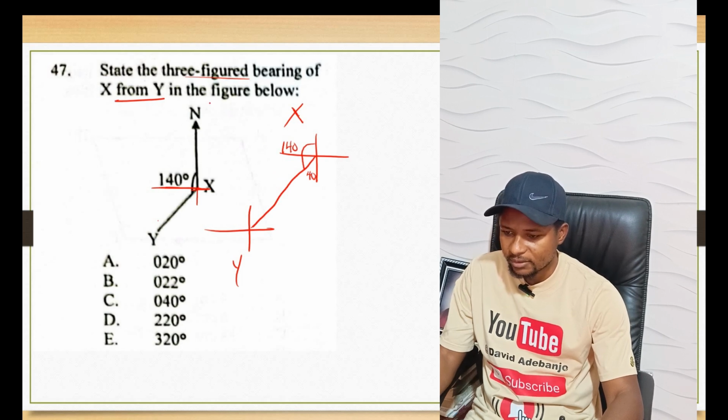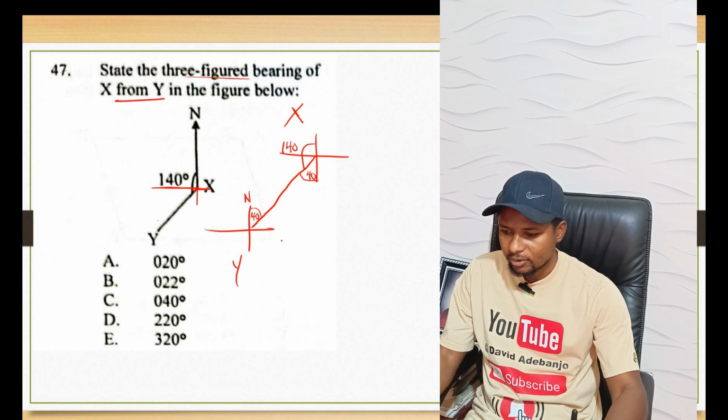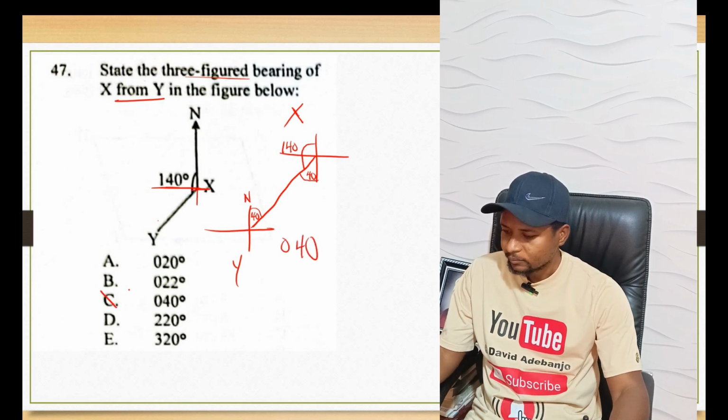And then the question is x from y. So from y, you start from the north, and this is the part you're looking for. So you can only use alternate angle. If here is 40, here will be 40. Alternate angle, call it Z angle. So your answer is 040, which is option C.